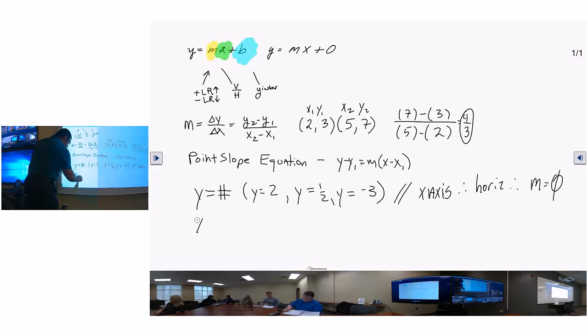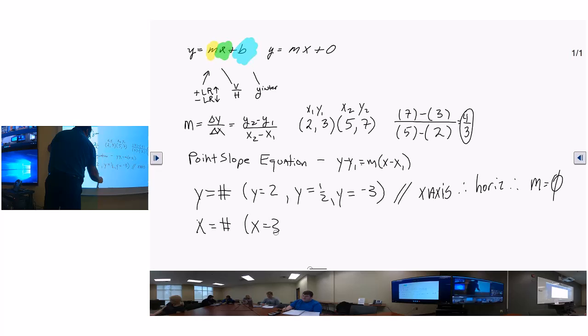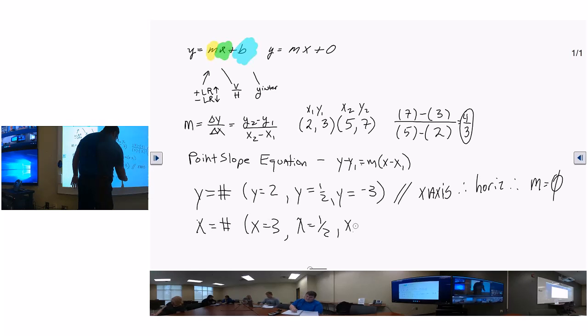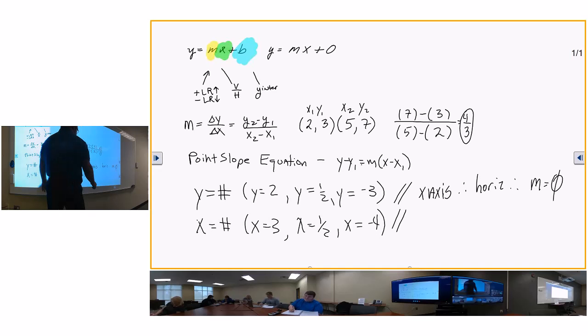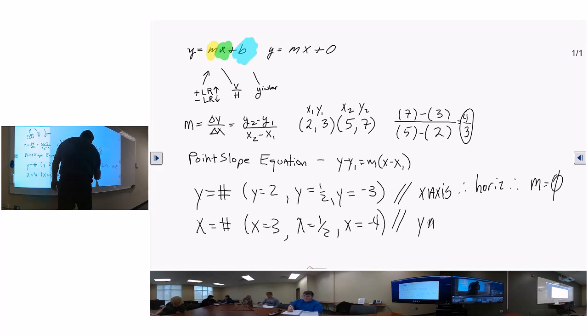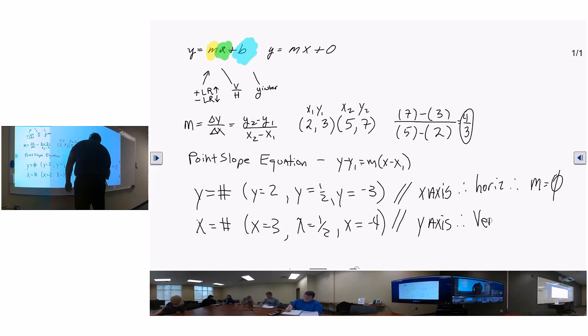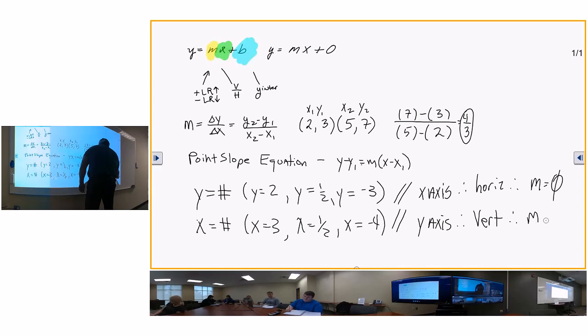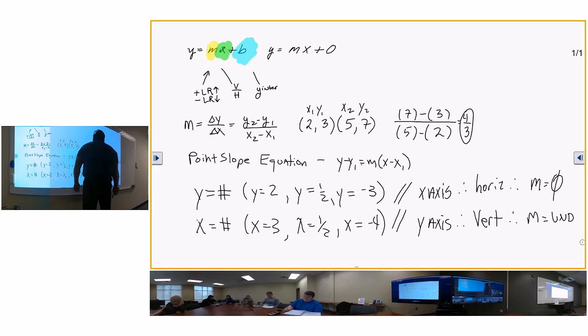If x is equal to a number, meaning x is equal to 3, x is equal to 1/2, x is equal to -4, it's parallel to what axis? Y-axis. How'd you know that? Therefore, it's a what line? A vertical line. Therefore, the slope is what? Undefined.